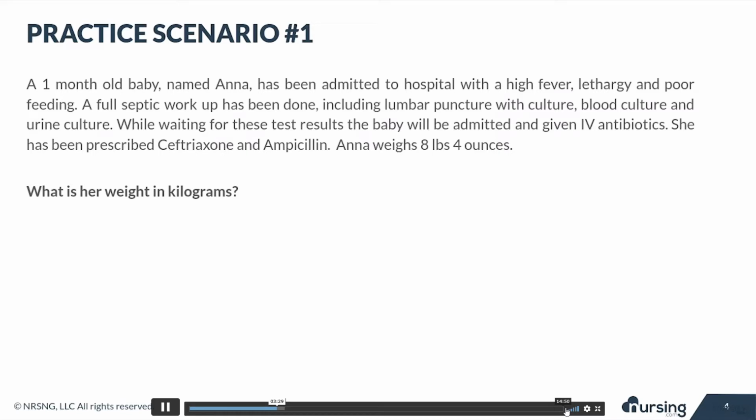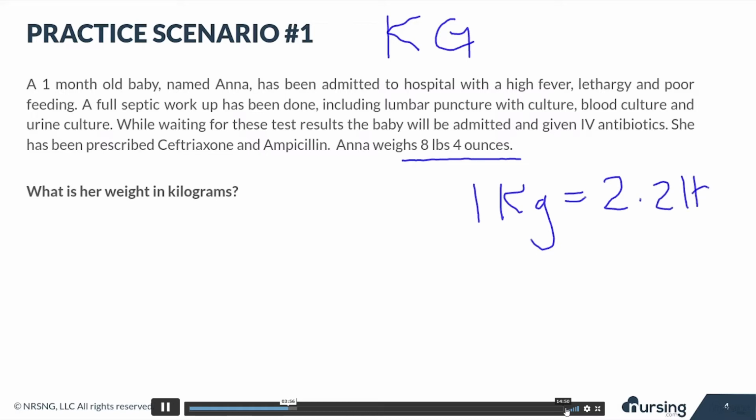But the first thing we need to do is actually find out what her weight is in kilograms. So it's important to note that when we're doing weight-based dosing, we are always going to use kilograms. Okay, we're not going to calculate it using pounds. So we need to take a second and calculate what her weight is in kilograms. The formula for this is to know that 1 kilogram is equal to 2.2 pounds. So just take a second and go ahead and calculate her weight in kilograms.